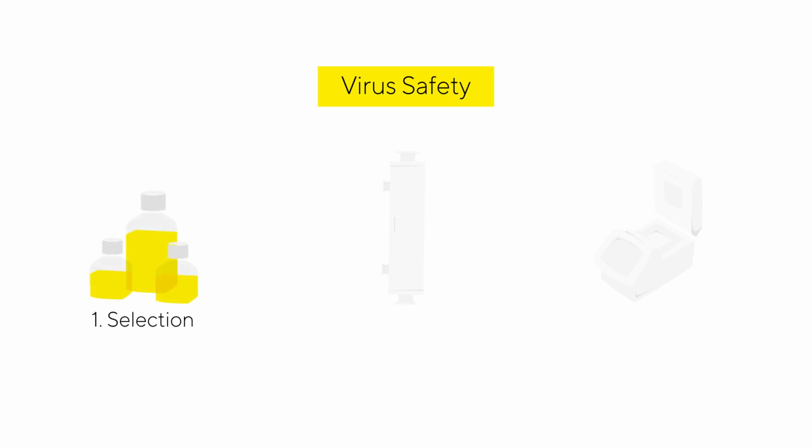To guarantee patient safety, regulatory authorities have defined three principal approaches for viral safety. 1. The selection of clean source material. 2. The implementation of virus clearance steps. 3. The testing for known viral contaminants.